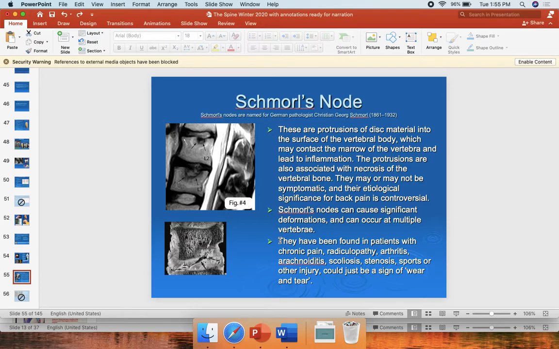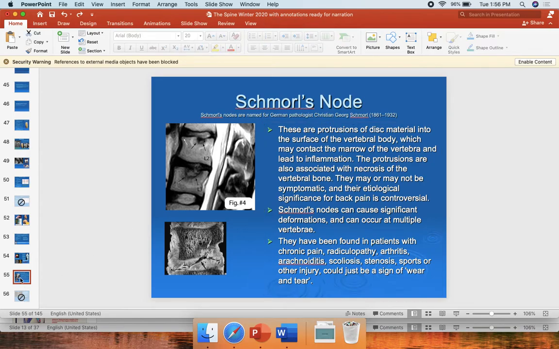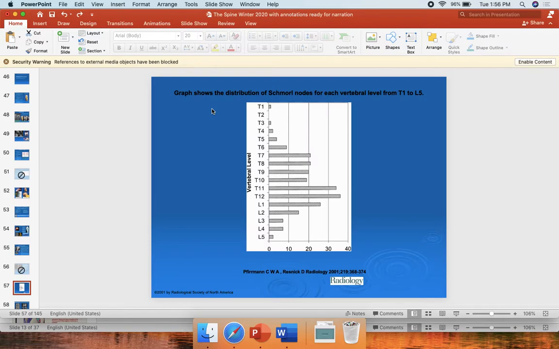So a note down here, Schmorl's nodes have often been associated with people that are experiencing other types of spinal deformities as well. And it's really unclear, the chicken and the egg, if these contributed to the pain or if these were secondary to the pain. As far as I can understand, it's still unclear. So you can see some Schmorl's nodes again here, just a few more images. I think we have a few more slides on this.